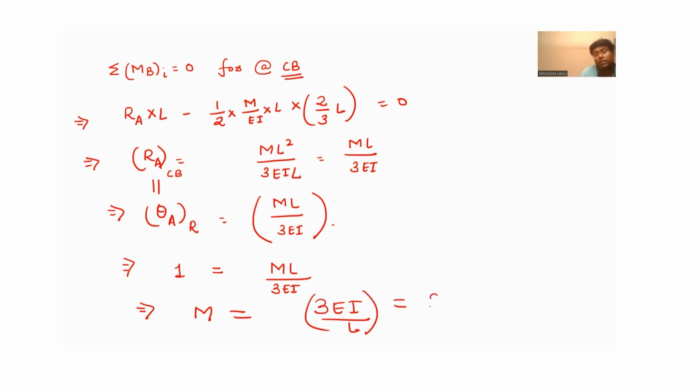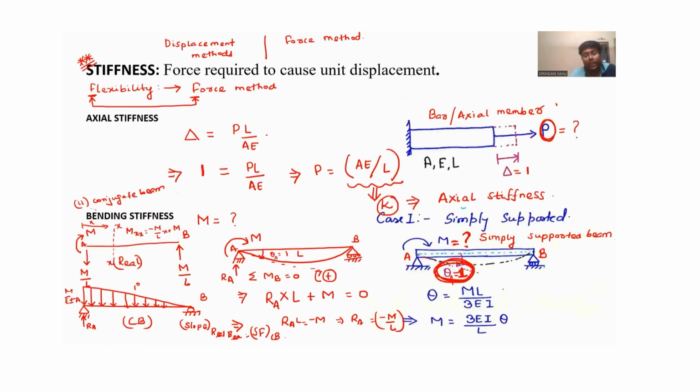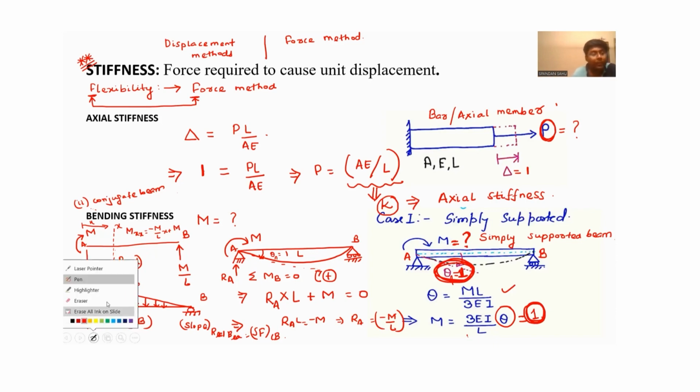So this is stiffness, or more specifically bending stiffness of a simply supported beam. I am not writing simply supported because it is well understood: 3EI. So theta equals ML by 3EI, so M will be 3EI by L into theta. But while calculating bending stiffness, your rotation or displacement should be 1. So put theta equal to 1, and you will get bending stiffness as 3EI by L.